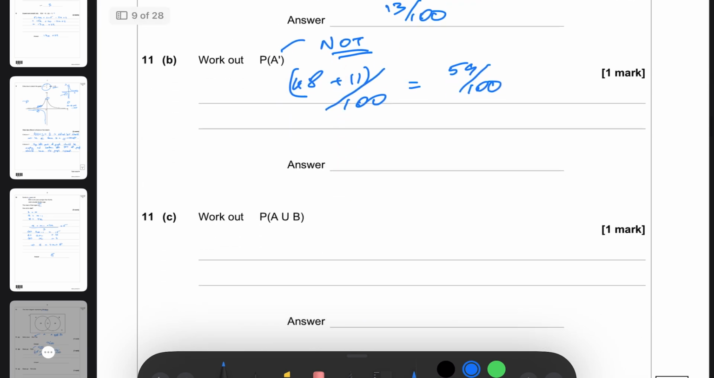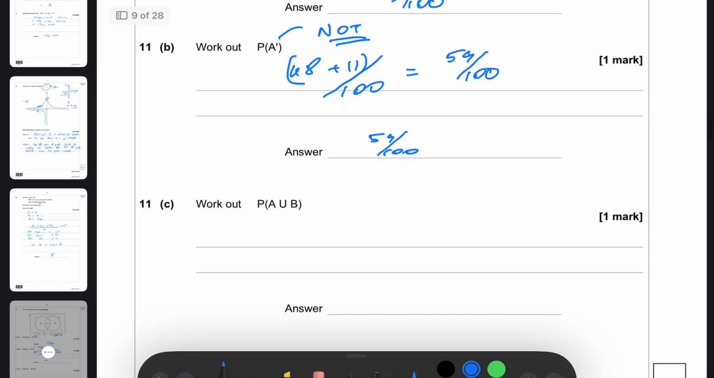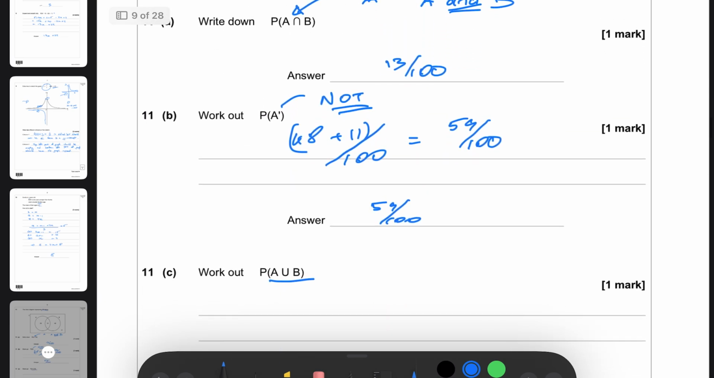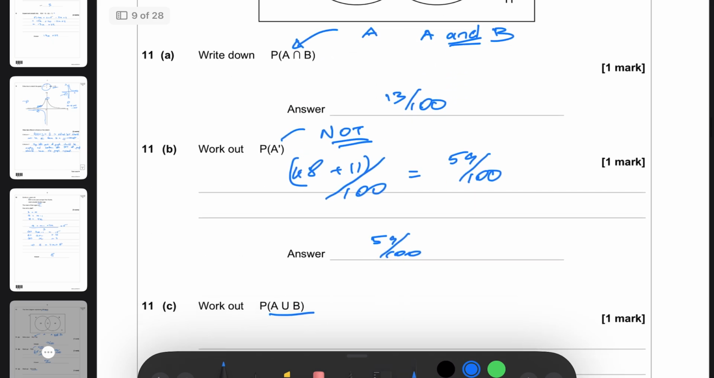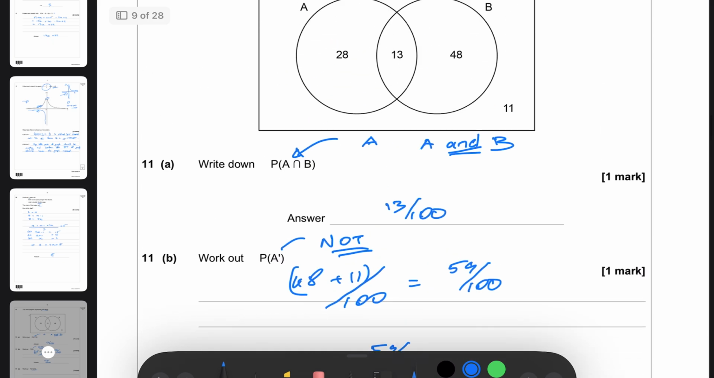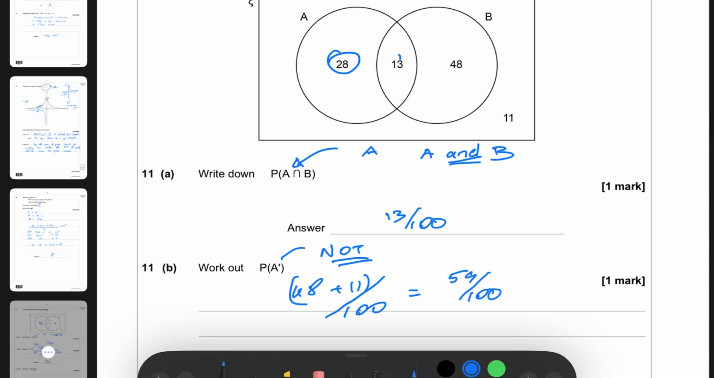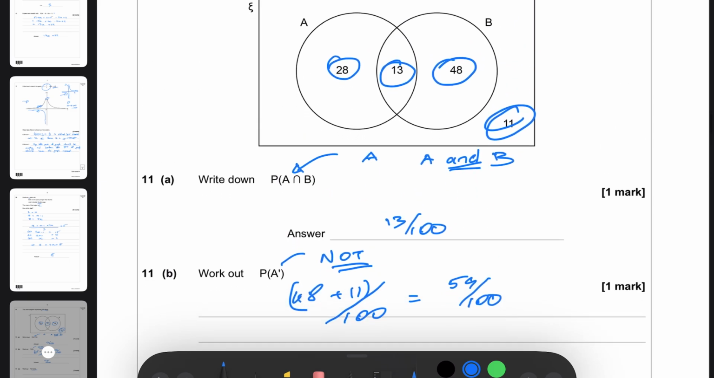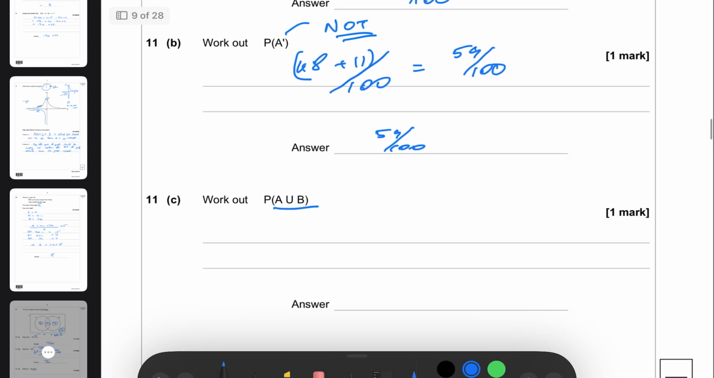And this is it, 59 out of 100. And then P of A or B. This is a bit similar to A intersect B, but this is OR, or union, as people like to refer to it. So this is pretty much all the numbers that are in A or in B. So it's all of them, except the ones that are not. It's that simple. So 28 plus 13 plus 48, which is going to be like 78, 88, 91, minus 2, just going to give you 89.